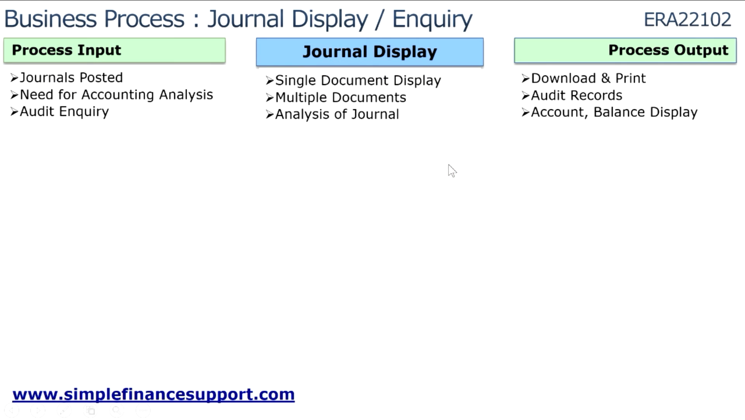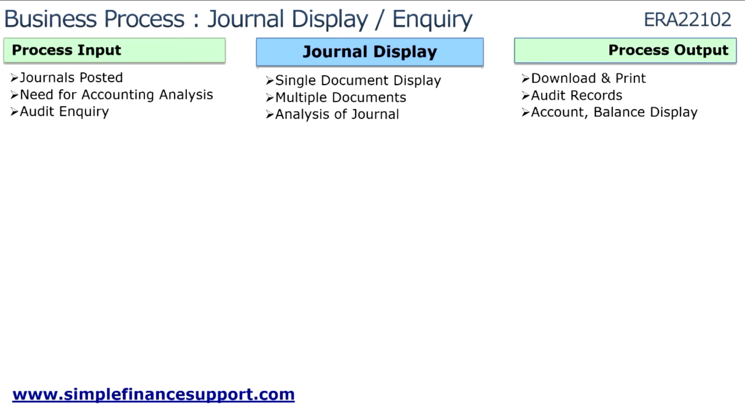So the business process name is journal display inquiry, or accounting document display. ERA22102 is our process code at simplefinancesupport.com. So when we refer to ERA22102, it always means the business process journal display inquiry. Let's look at the process input and output for this particular business process.